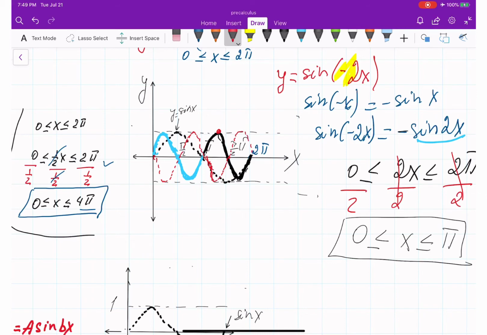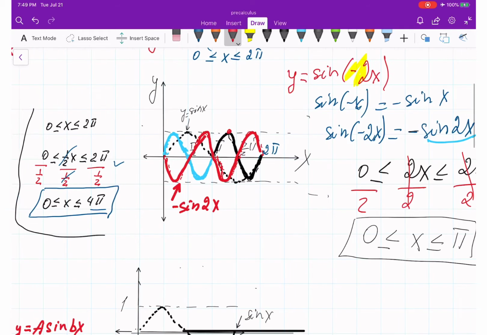Okay, and here we go. We have negative. So this graph is going to look like this. There we go. So this is going to be negative sine 2x. Okay? All right.